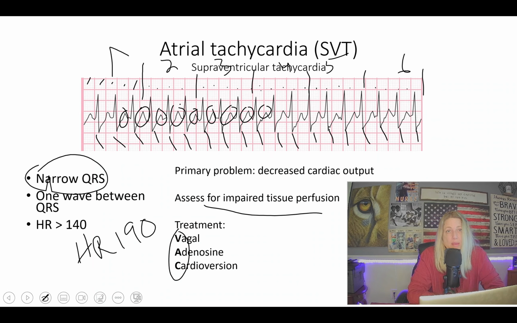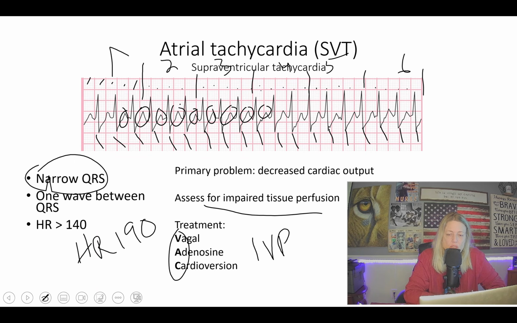If that doesn't work, then the next treatment is adenosine. Adenosine is IV push. If you haven't heard of adenosine, you should look it up. You need to know it for the NCLEX. It's a classic drug for ATAC or SVT. And it's only given IV push, and very, very fast. As fast as you've ever pushed anything in, you push in adenosine. So you push it in super fast.